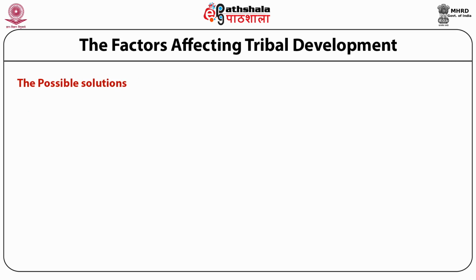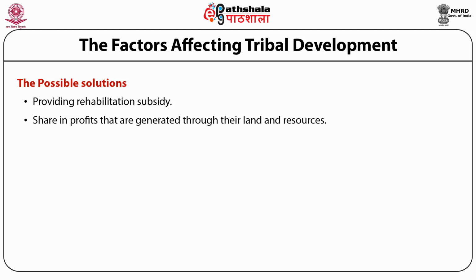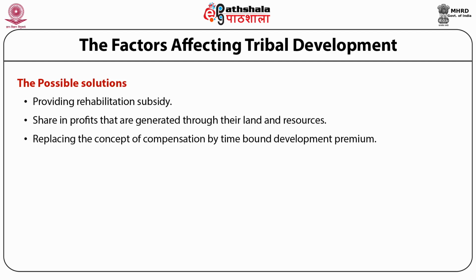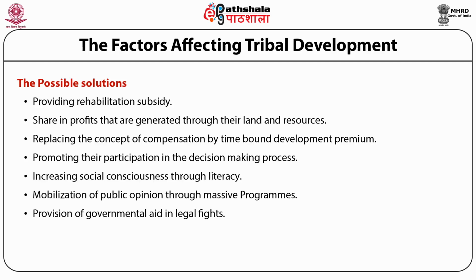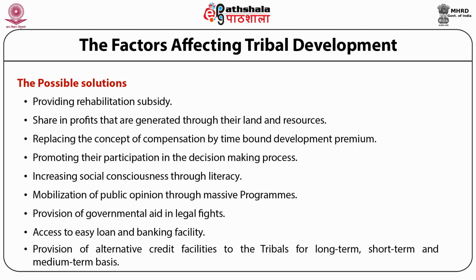The possible solutions to all the problems, through improvement in policy implementation and recruitment and training of personnel, are as follows: providing a rehabilitation subsidy, a share in the profits generated through their lands and resources, replacing the concept of compensation with a time-bound development premium, promoting their participation in the decision-making process, increasing social consciousness through literacy, mobilization of public opinion through massive programs, provision of governmental aid in legal fights, access to easy loans and banking facilities, and provision of alternative credit facilities to the tribals on a long-term, short-term, and medium-term basis.